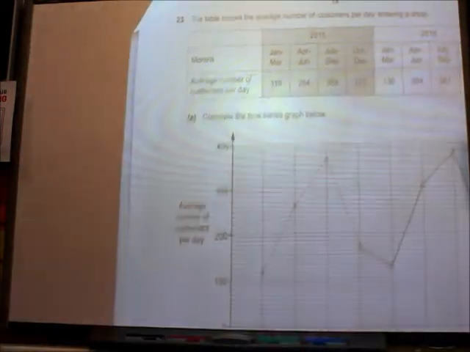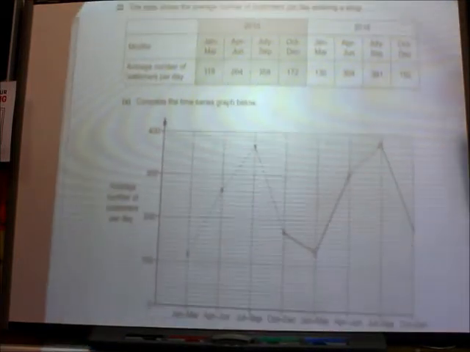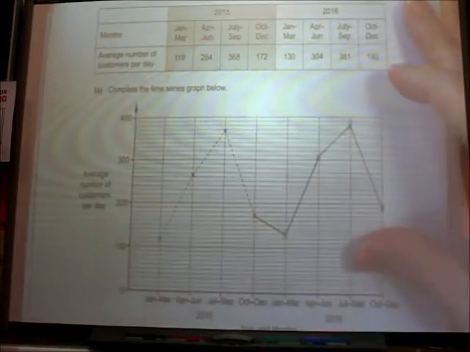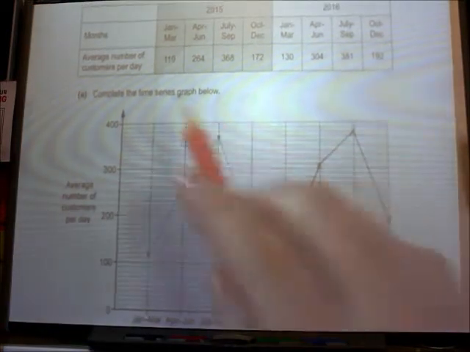Next one. The table shows the average number of customers per day entering a shop. So that's in 2015 and that's in 2016. Complete the time series graph below. Well, I've already done it, but I'll show you how I've done it. So all these ones are done for you.